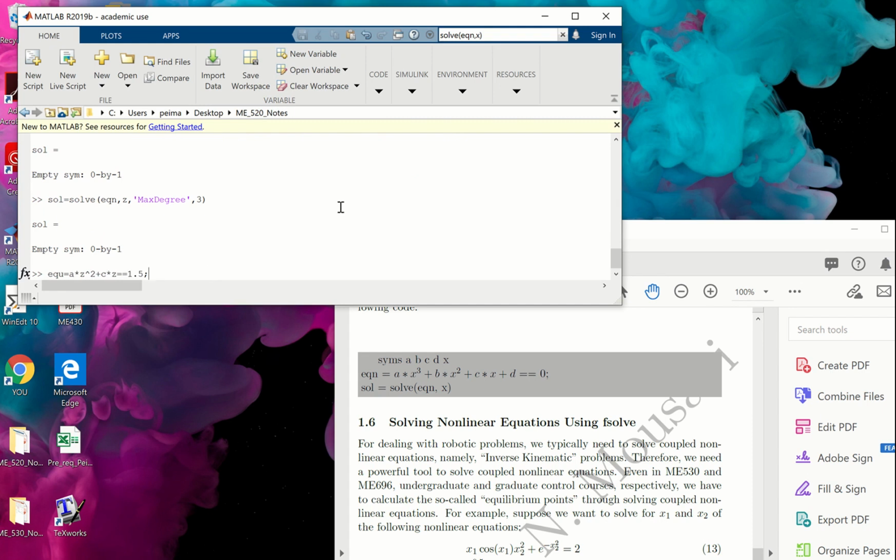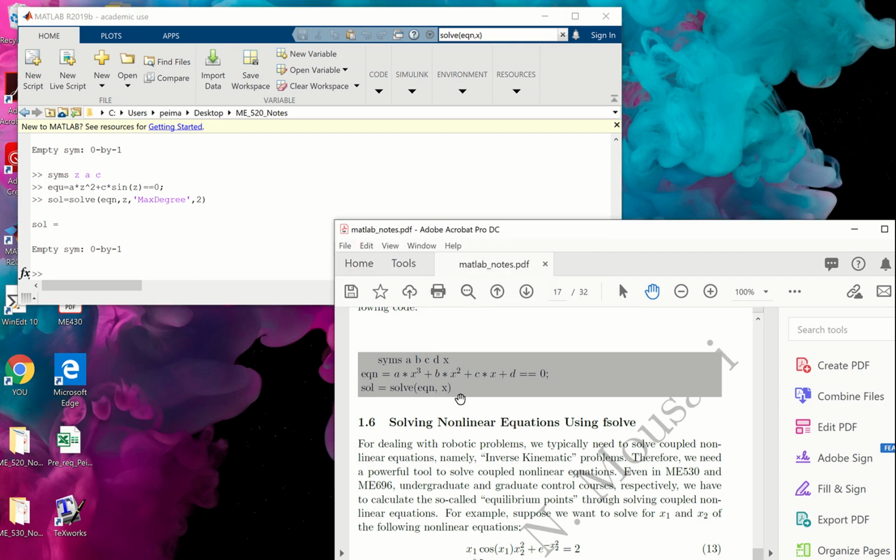So now if I say the solution of this, first of all, syms z. Okay. Now if I say the solution of this in sine of z is equal to 0. I want to see what's this. Again, this has no solution because it's obvious.